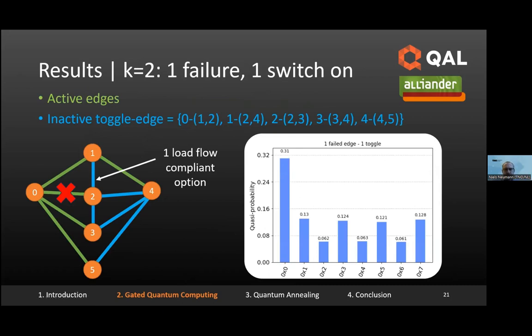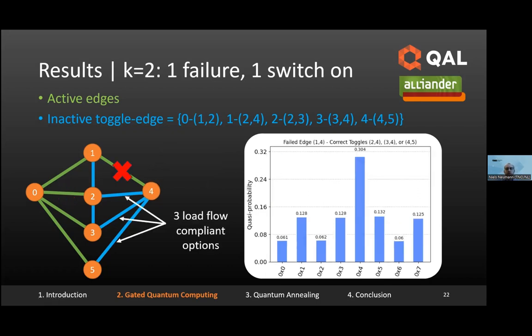So we implemented this, and then we ran some tests. Our first test is case two, where we have one failure, one edge that we want to switch on. Consider this network: green edges indicate active ones, blue edges indicate inactive ones, and we have one load flow compliant option. If we run Grover's search algorithm for one iteration, we indeed find this load flow compliant option with the highest probability. If we increase the number of Grover iterations up to some point, we can push this probability to be close to one.